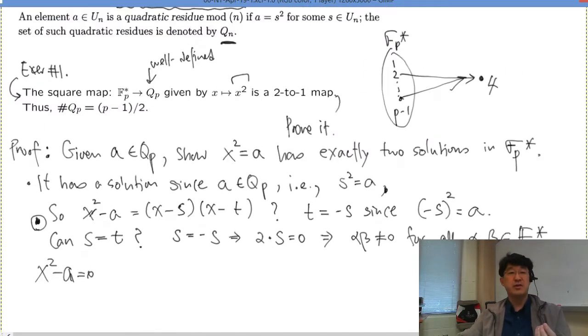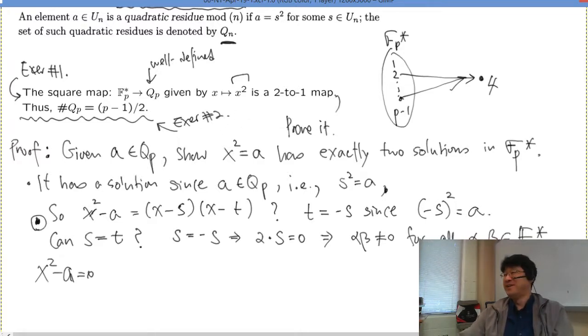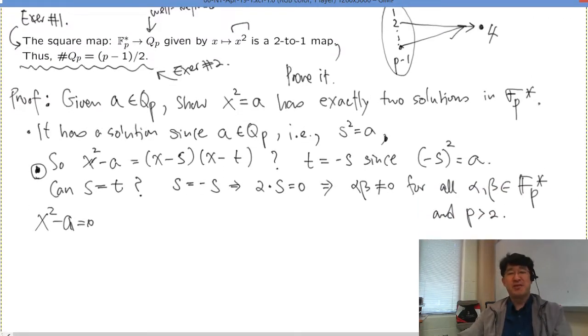How about this one? Can you use that to show the number of elements in QP is p minus 1 over 2? All right, prove that. That's exercise 2. I don't know how to prove this one. You just explain to yourself. I thought about it. Maybe it's not worth it. We'll just look at each other. Isn't that obvious? And then shrug and move on. Give everybody two points and then move on, right?